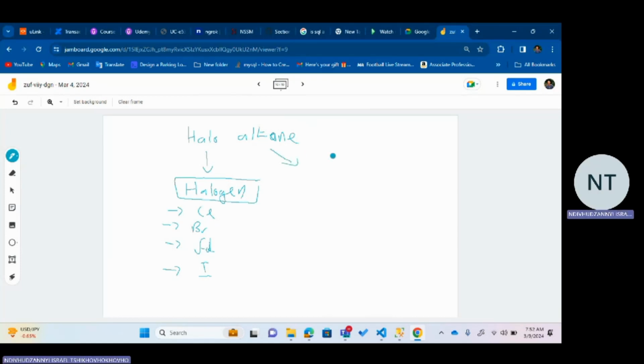Then here it's your alkane. We've defined an alkane, right? Alkane, it's a single bond in between the C atoms. Then it's a combination of that. So what do I mean when I say combination of that? We have something like C, C, Cl. So it's a combination of halogens and alkane. So that's why we call it haloalkane.